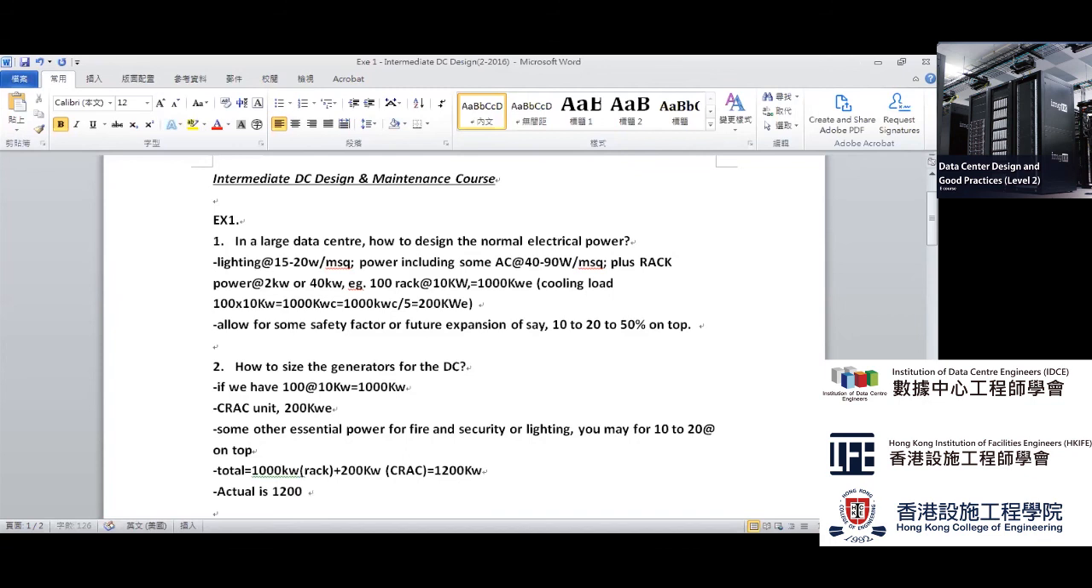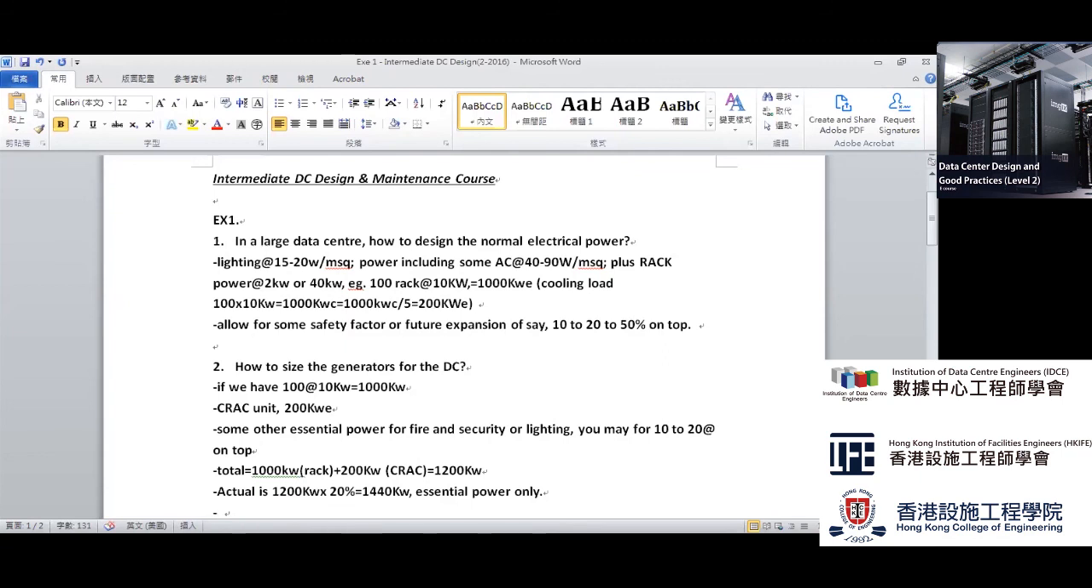Use 1,200 kilowatt multiplied by, say, allow for 20%. So that gives you, if I use my phone to calculate this, 1,200 kilowatt times 1.2, something like 1,440 kilowatt. But that is the essential power only.